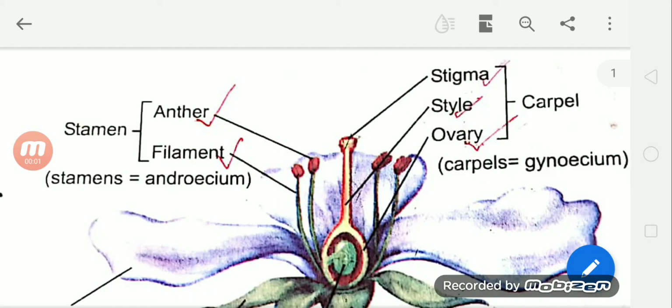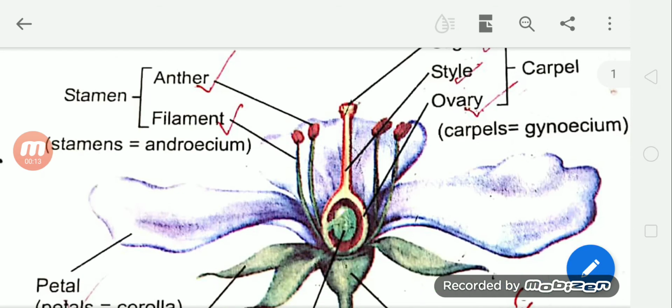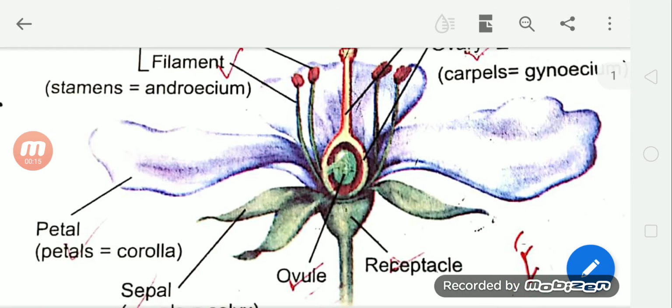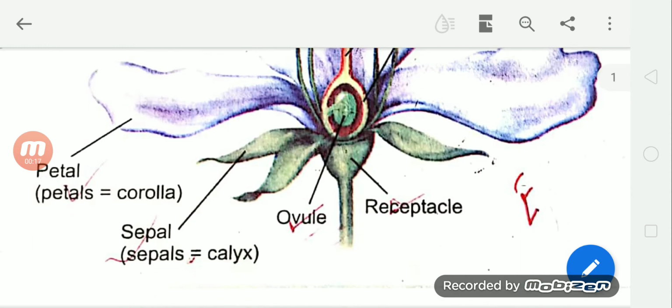Dear students, in this video we will learn about pollination. First of all, let us have a look at the typical flower. Here in front of you, you can see a flower. It has got four major parts.